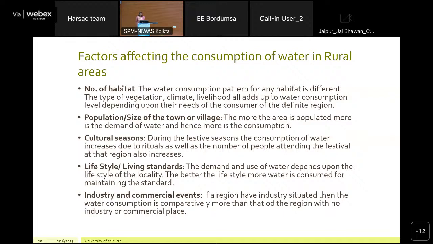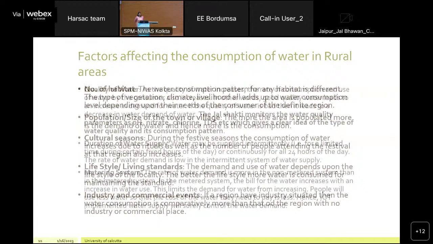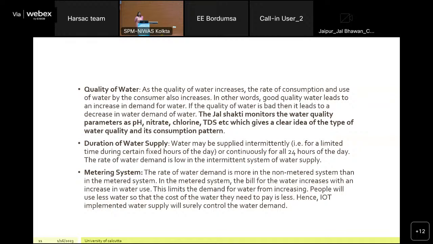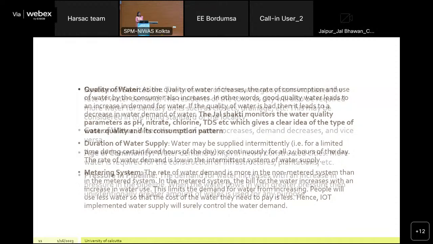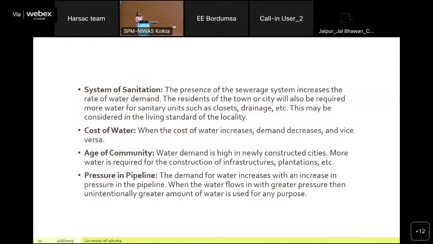Industrial and commercial events, if the population has industries in its belt, then the water consumption increases. The quality of water, if the water quality is good, we see that the consumption of water is more. Duration of water supply, if it is intermittent, then the water consumption is low. And if it is a continuous 24 hours supply, then obviously the consumption will be more. If we introduce a metering system, the rate of water demand decreases. System of sanitation, the more advanced the system is, the more consumption of water.